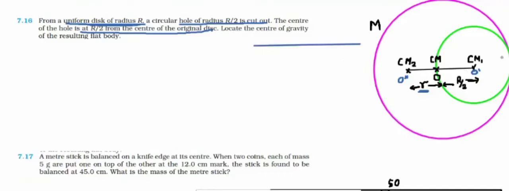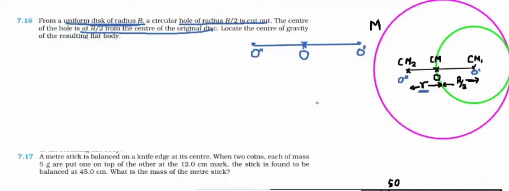So you can consider this system as a two-particle system, as you have studied. What are the two particles? One particle is the green disk whose mass is concentrated at O dash, and the second particle is O double dash, because the mass of the remaining part is concentrated at O double dash. Their center of mass is the center of mass of the first disk, that is at O. Now, how to calculate the mass of these particles?